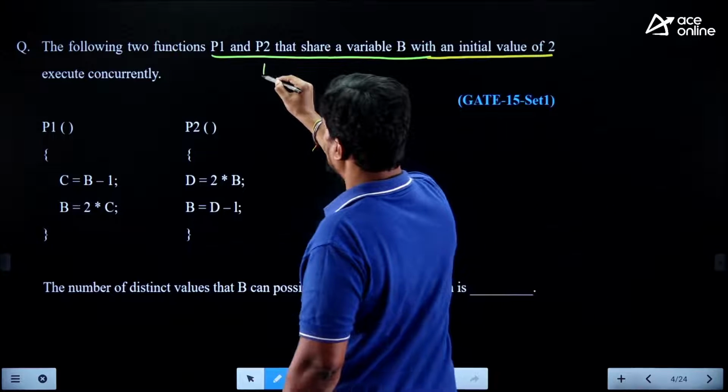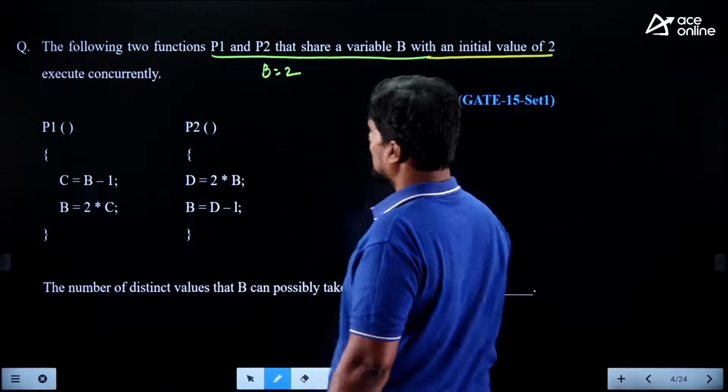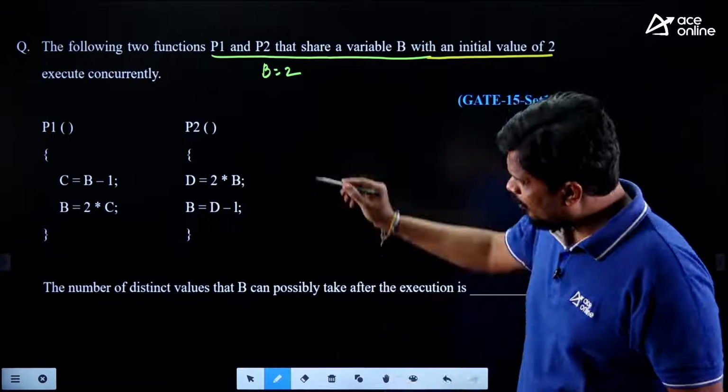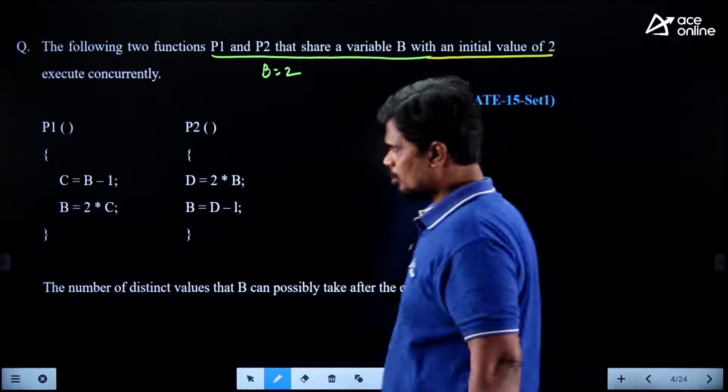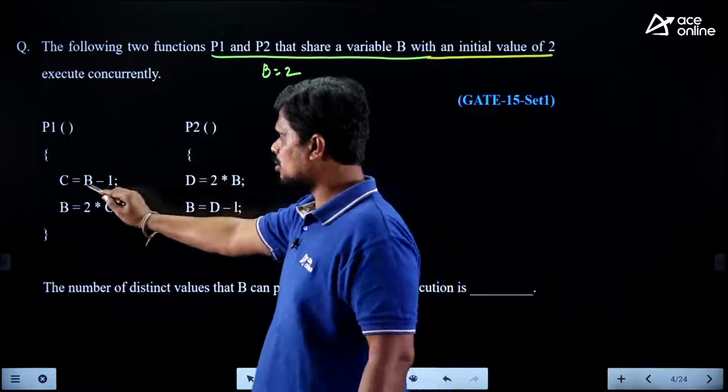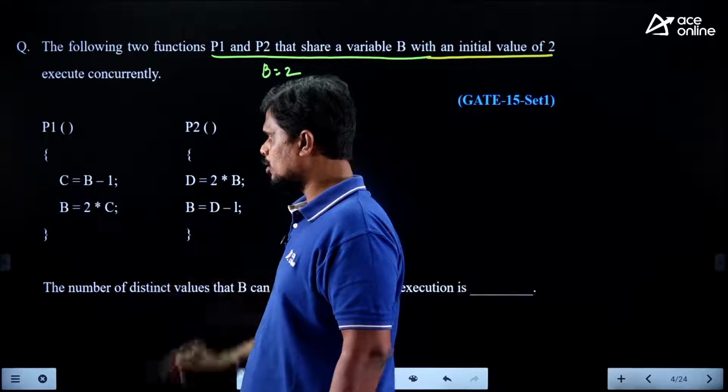So it means the B value is 2 here. Okay, so P1 and P2. So the code is being given. So what is the code of P1? C is equals to B minus 1 and B is equals to 2 into C.